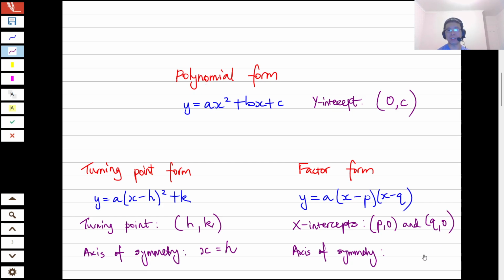Furthermore, because I know that the parabola is symmetric, if the graph passes through two x-intercepts, the axis of symmetry has to be halfway between those intercepts. So I could write this as x equals (p plus q) divided by 2, halfway between the intercepts or the average of those intercepts.